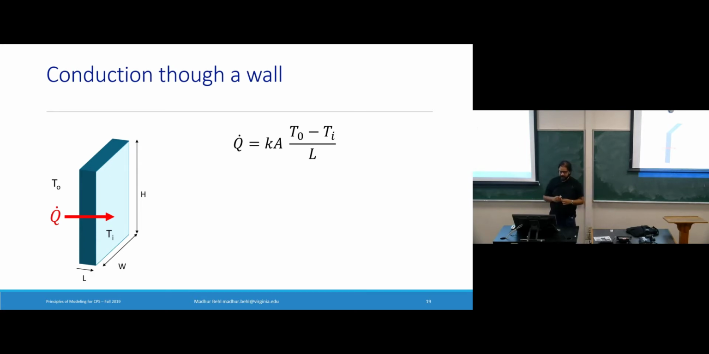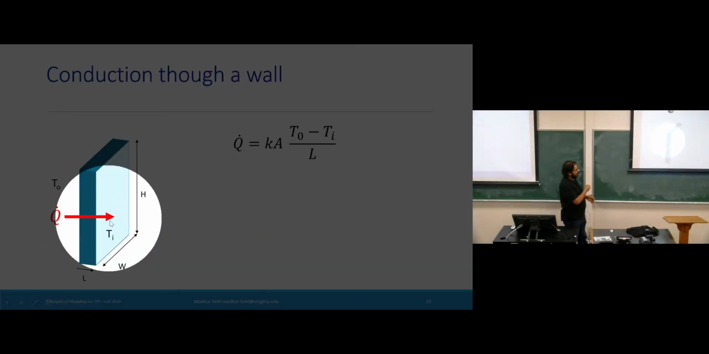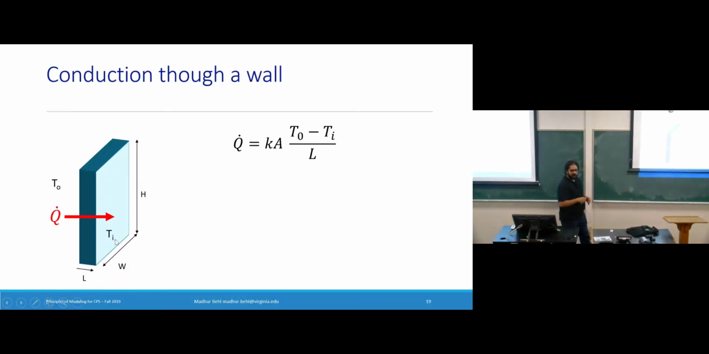So let's say there is a wall in a room, and on the other side of the wall, the temperature of the air is T outside, or T naught. And the temperature on the inside surface of the wall is T inside. In fact, to simplify things, forget about the air part I just said. You can simply say that the outside surface temperature of the wall is T outside, and the inside surface temperature of the wall is T inside.